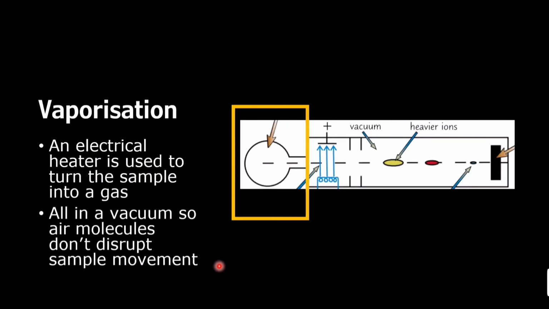So if we're wanting to measure how long it takes for a particle to fly a known distance, we don't want it colliding with air particles, being diverted from its track, and so extending its time of flight unnecessarily, so we calculate wrong information. We're going to want a complete vacuum so the particles and the ions can fly smoothly and we can get an accurate reading of its time of flight. So vaporisation, electrical heater turns it into a gas.